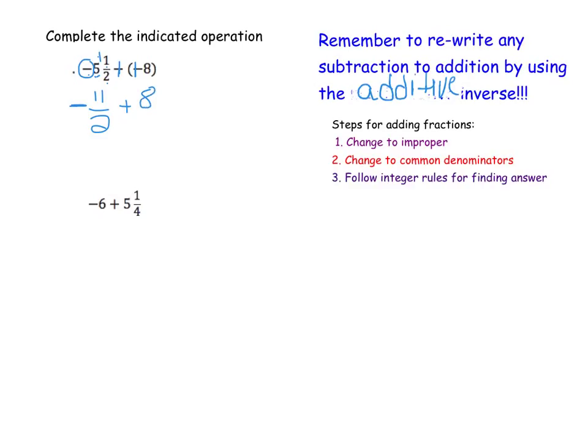But remember, our 8 needs to be in halves. So if we change this 8 to something with 2 in the denominator, we have to multiply the 8 by 2 to get 2 in the denominator, so we end up with 16 halves, and 16 halves is the same thing as 8.